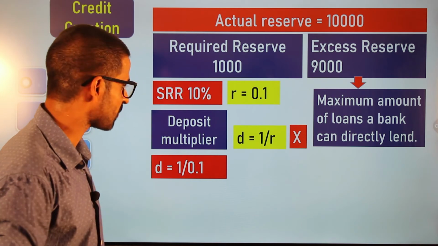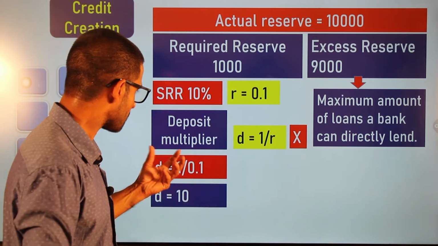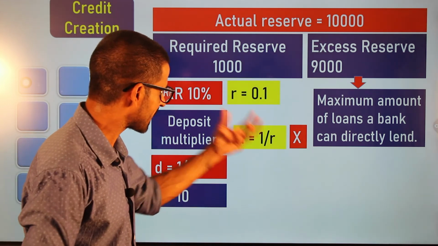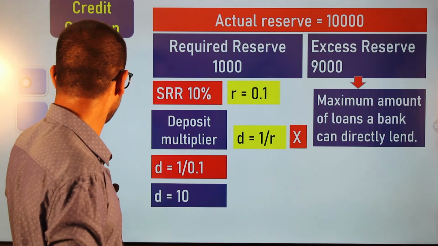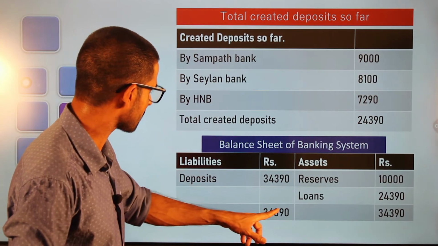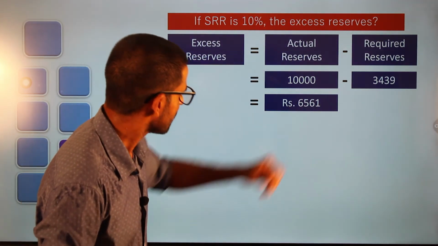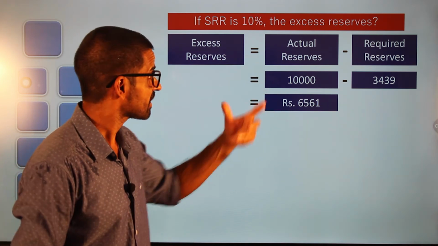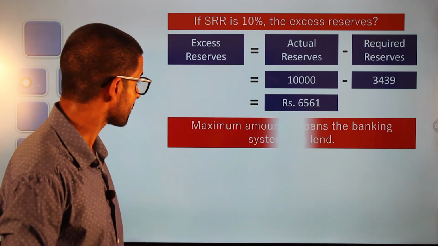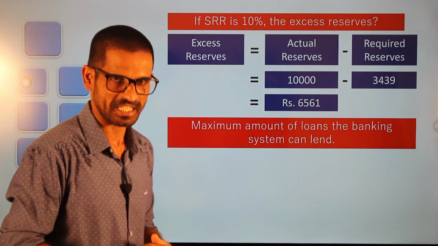So let's calculate the deposit multiplier first of all. 1 over 0.1 means 10. So the deposit multiplier is 10. So this 10 into the excess reserve at present. What is the excess reserve right there? Excess reserve is 6,561. Right? This into 10. This into 10 is the maximum amount of loans the banking system can finally lend.